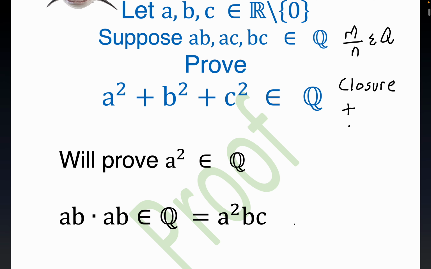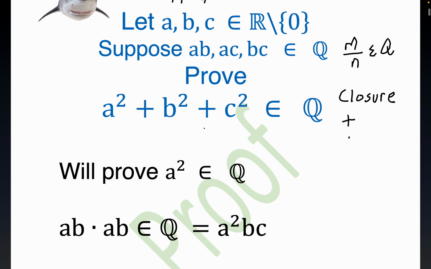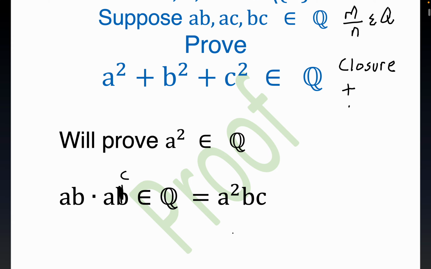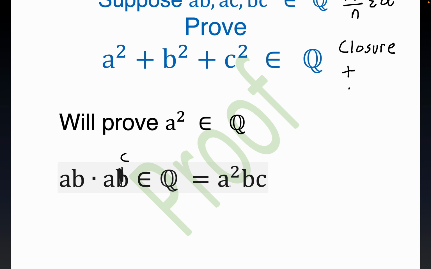So we start out with taking the product of two of these guys, ab times ab. That makes sense, so we're trying to show a squared. But ab, sorry, this should be ab times ac right here, my bad. Now, both of these numbers are posited to be rational numbers, so their product is rational. Also, a little bit of algebra tells you this. And so what we know is that this product, a squared bc, is equal to a rational number also.